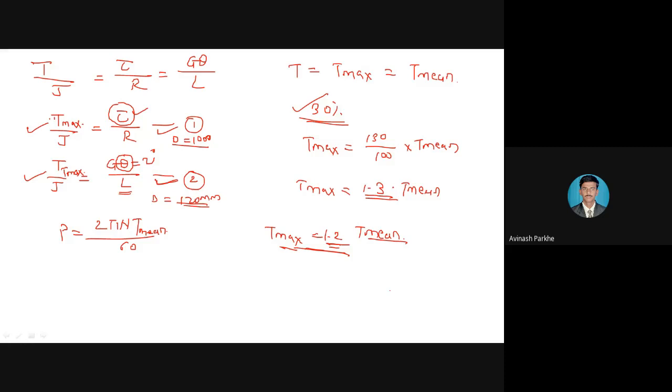If the relation between Tmax and Tmin is not mentioned, then we can consider that capital T is equal to Tmax is equal to Tmin, and that Tmax we have to use in the torsion formula for further calculation, that is T upon J is equal to tau upon R and T upon J is equal to G theta by L.